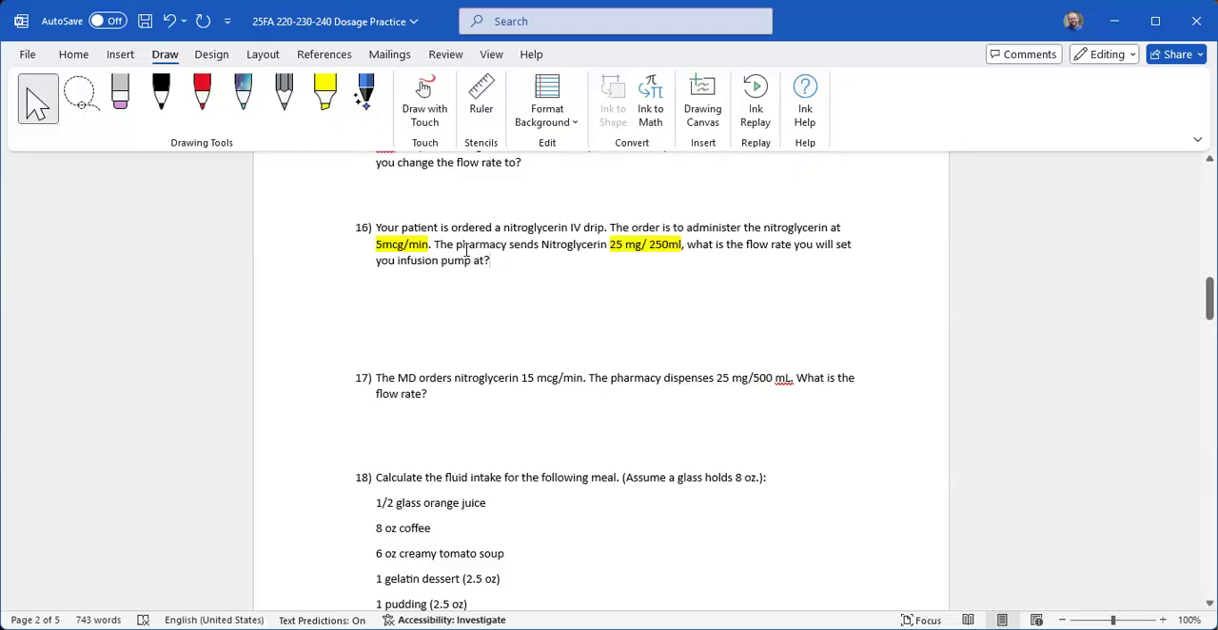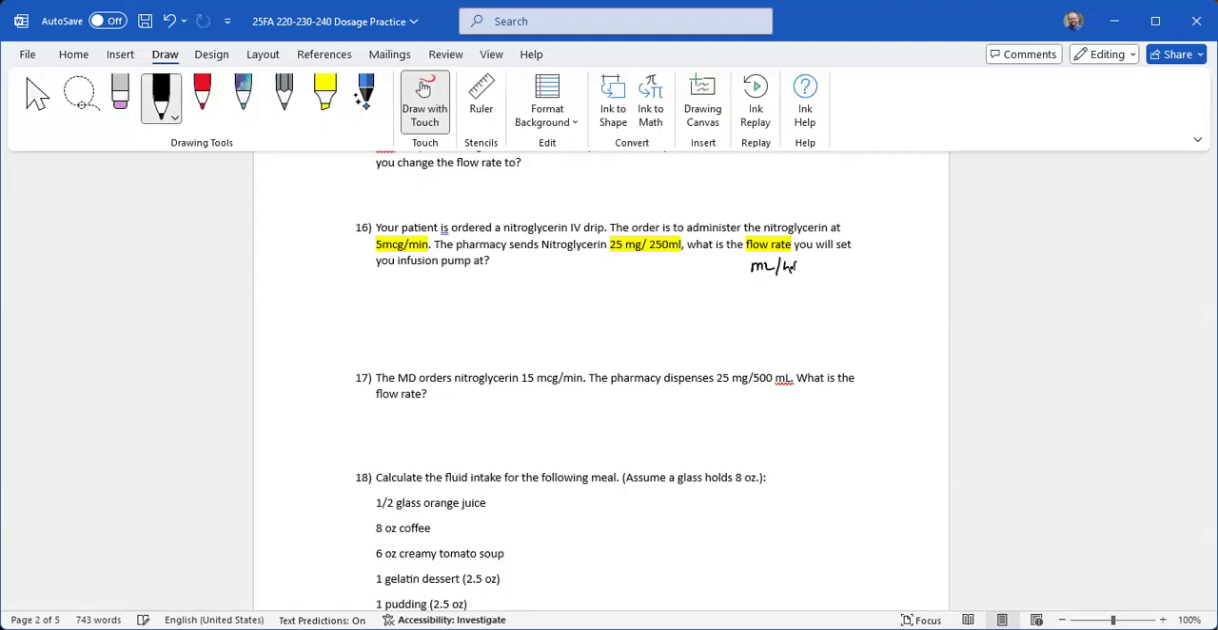The other thing is when they ask you to calculate a flow rate, that typically tells you that we're looking for milliliters per hour. So it doesn't directly say that right out of the gate, but if you see flow rate, you should be thinking ml per hour. Okay, so I'm just going to write that underneath here. When you see that flow rate, you should be thinking ml per hour.